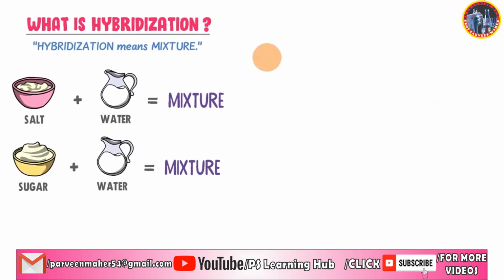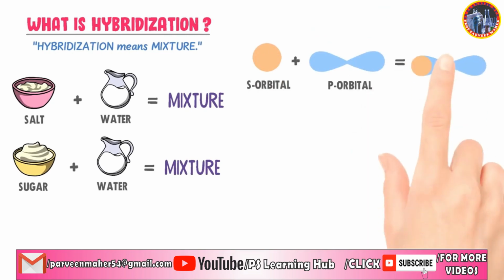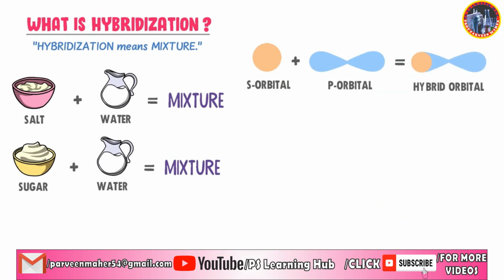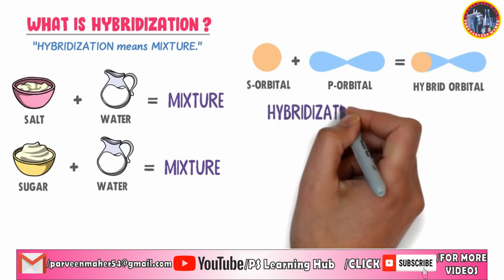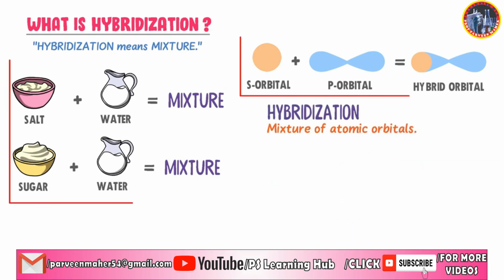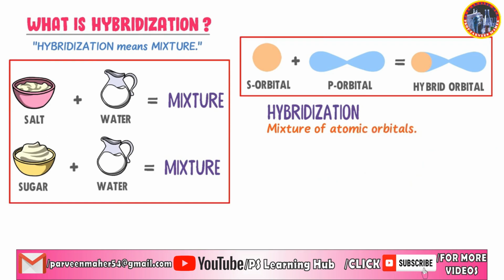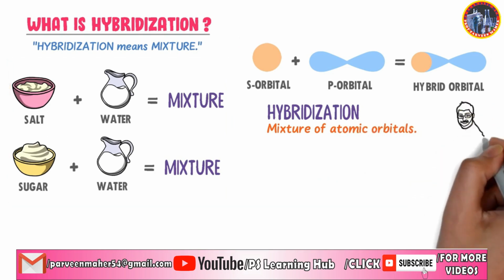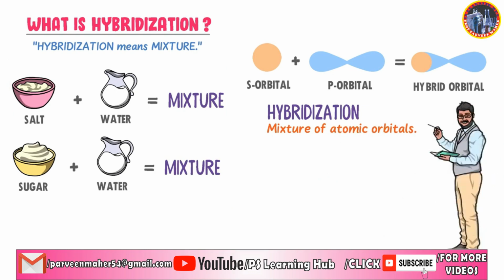Similarly, consider two atomic orbitals, s orbital and p orbital. When these two orbitals mix or combine together, they form hybrid orbitals. Note down that hybridization is the mixture or combination of atomic orbitals, just like the mixture of salt and water or mixture of sugar and water. In this lecture, for simplicity, I would often use mixture of atomic orbitals, which would mean hybridization of atomic orbitals. I do so that you could easily understand it.